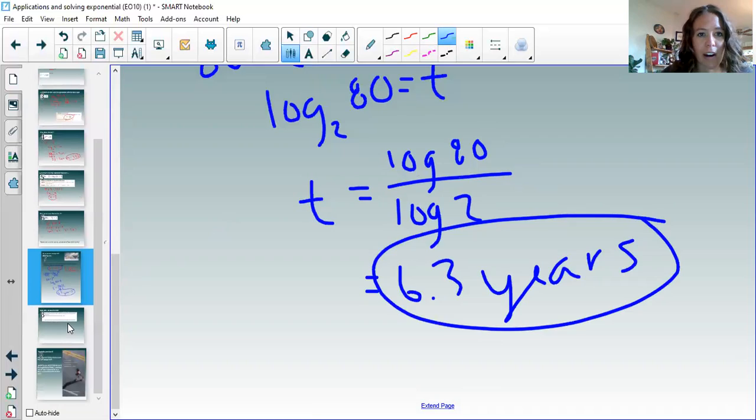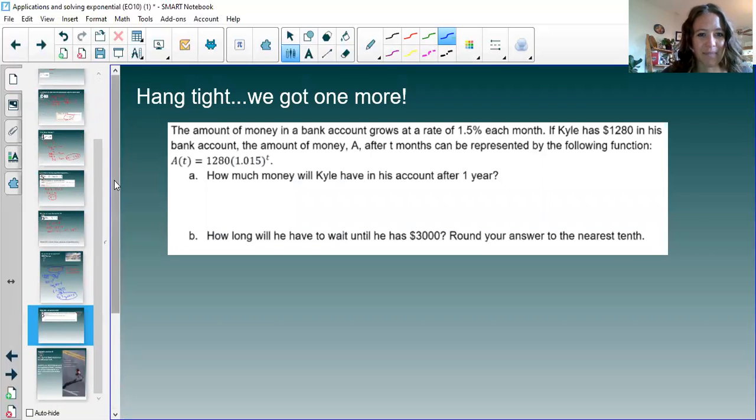All right, one more, I promise. We got this. These can also be very valuable in figuring out rates, right? So let's say that the amount of money in a bank account grows at a rate of 1.5% each month. If Kyle has $1280 in his bank account, the amount of money, we're using A, after t months can be represented by the following function.